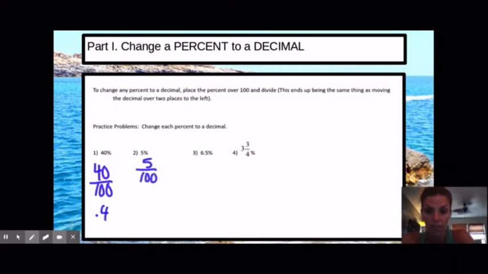If I want to change 5% to a decimal, again, I'm going to do 5 divided by 100. It is not 0.5. That would be 50%. It's 0.05. And if you don't believe me, take out your calculator, do 5 divided by 100, and you get 0.05.